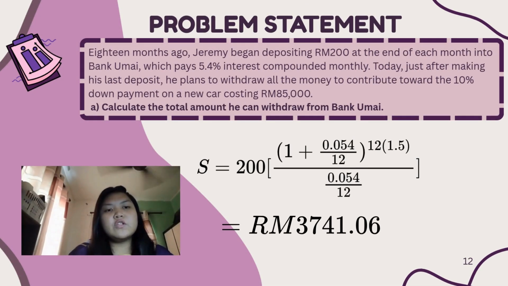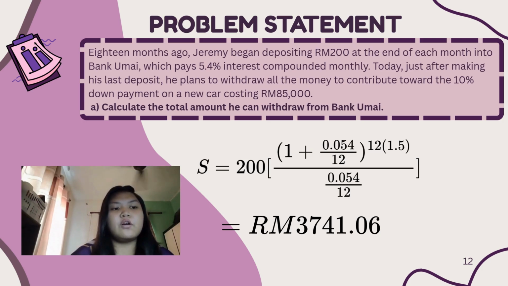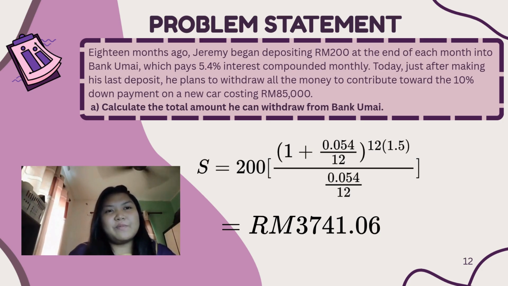For this question, we're going to use the future value formula, which is S equal to the accumulated amount, R is RM200, i is 0.054 for the interest rate, and n is 12 months for the investment, and t is 18 months, which equals 1.5 years. After you put in all the formula, you can find the answer. Not only that, you can shift solve the answer. So the total amount Jeremy can withdraw from Bank Umay is RM3,741 and 6 cents.